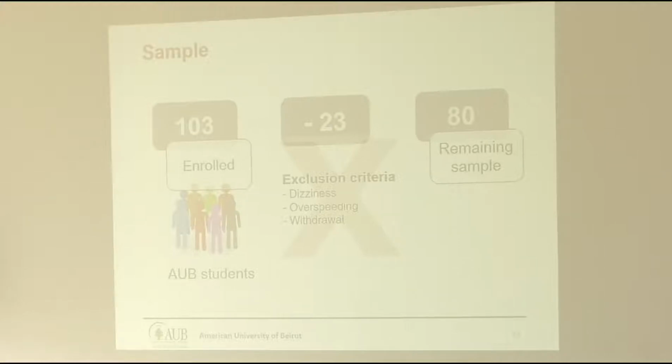103 subjects were enrolled in this experiment, and those are from the AUB students population. However, 23 of them were excluded for several reasons, such as overspeeding, dizziness, or withdrawal from the experiment. The final sample consisted of 80 students.